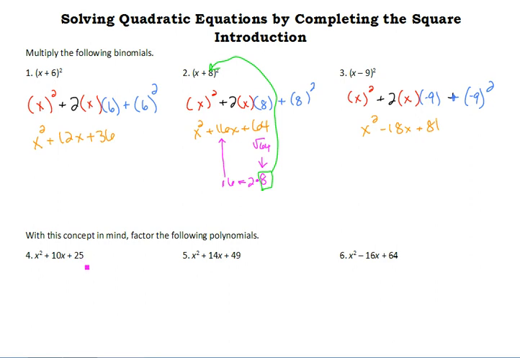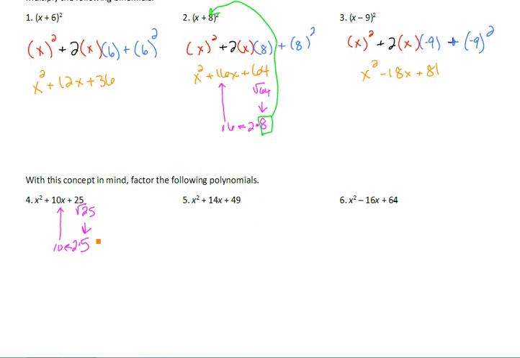I have a 25. I'm going to test this. What is the square root of 25? Square root of 25 is 5. What is 5 times 2? 5 times 2 is 10. So is this a perfect square? Yes, it is. So the way that we are going to write this, again, here's the number that we're focusing on. This is going to be the quantity of x plus 5 squared, because 5 squared is 25, and then 5 doubled is 10.